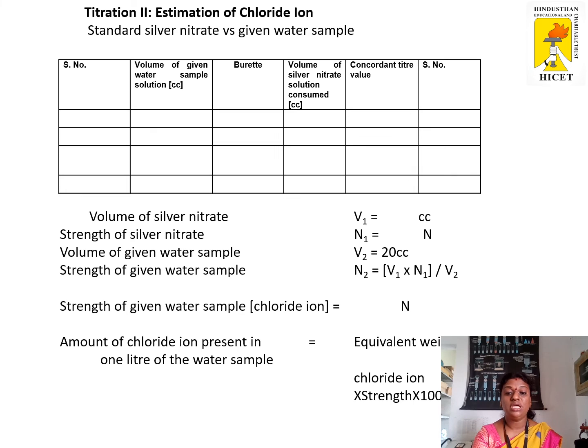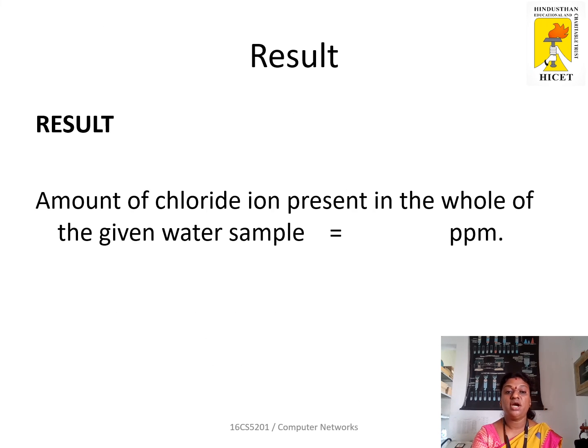Now we have to find out the amount of chloride ion present in 1 liter of water sample, which is our aim. The formula is strength of the given water sample times equivalent weight of chloride times 1000. The equivalent weight of chloride is 35.45. So strength times 35.45 times 1000 gives the amount of chloride present in the given water sample. That we have to write in the result: the amount of chloride present in the whole of the given water sample is equal to the answer that we get. The unit is ppm, that is parts per million.